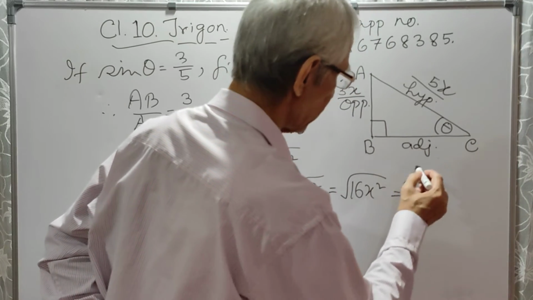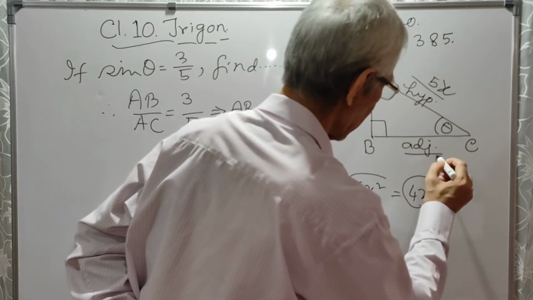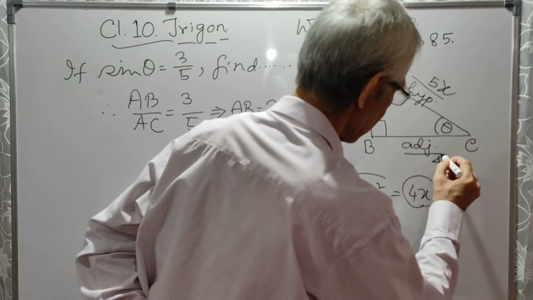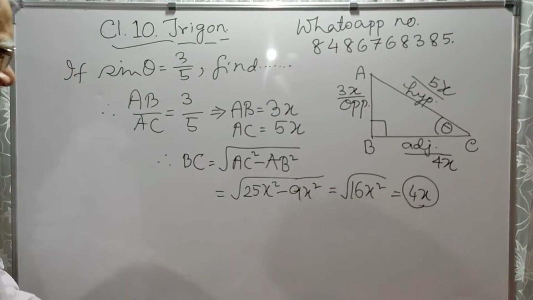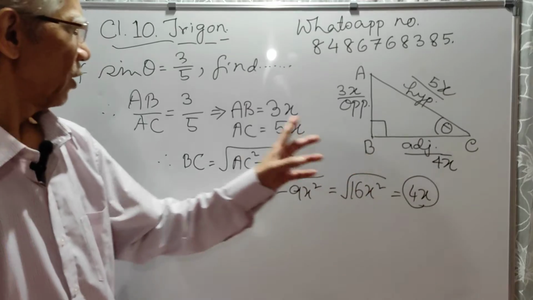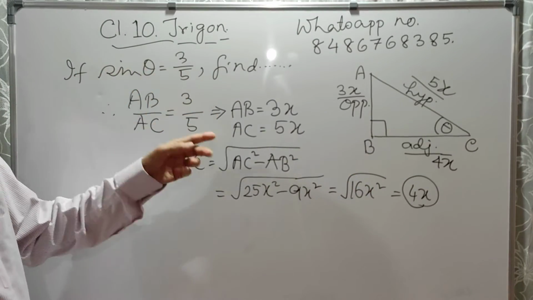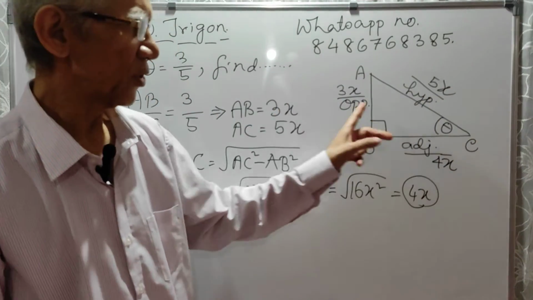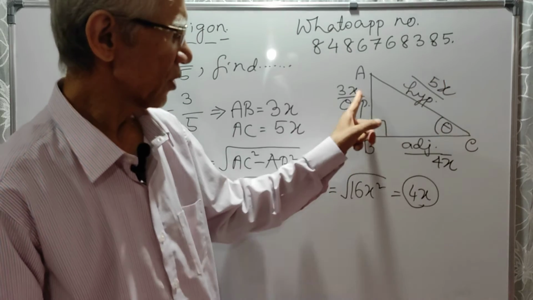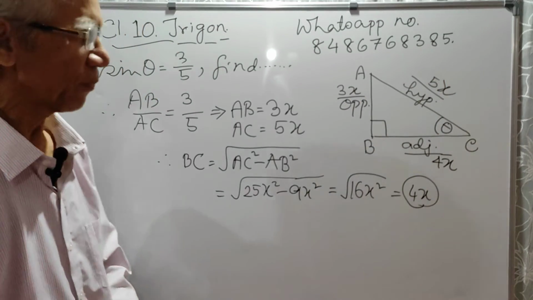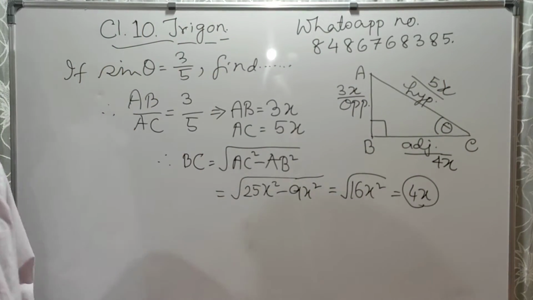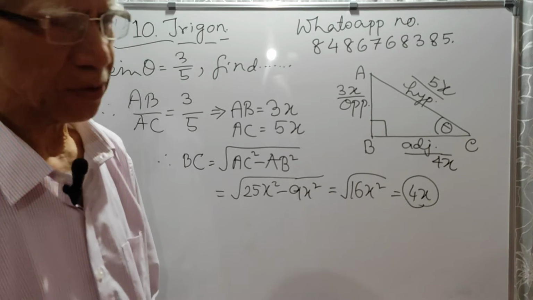So this is the value of what? This 4x. So BC is what? 4x. So from the given condition, we have found the length of these 3 sides: 5x, 3x, and 4x. Okay. Now, after knowing the 3 sides, we can easily find the ratios.